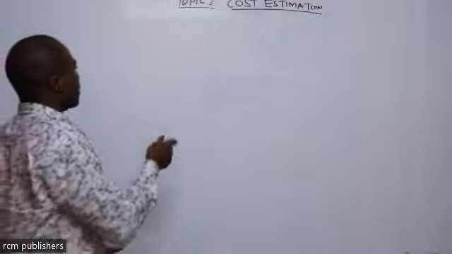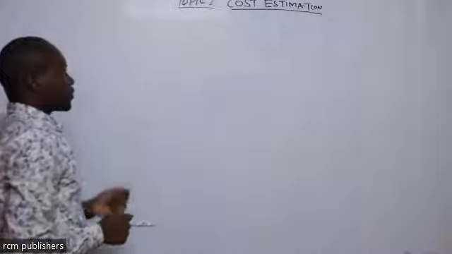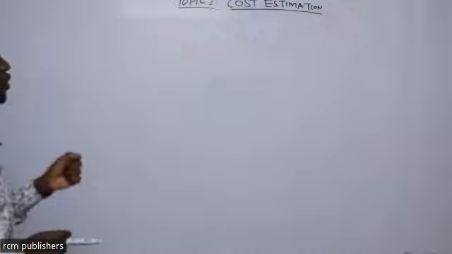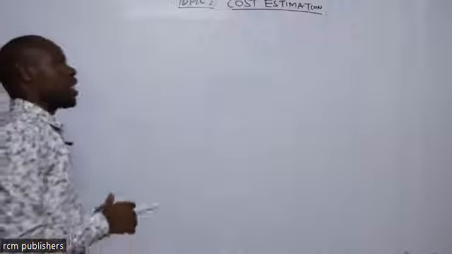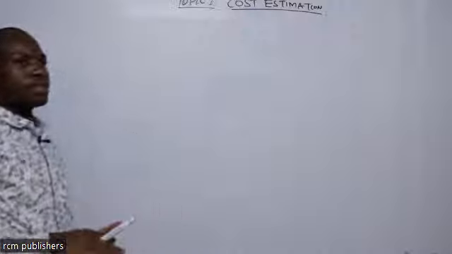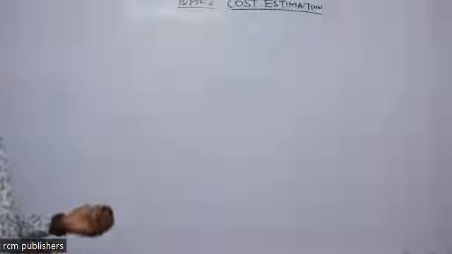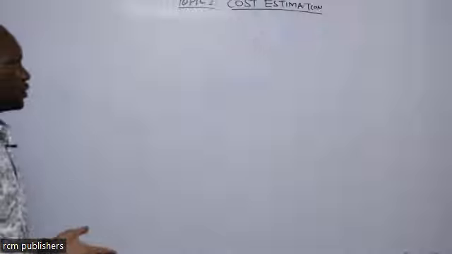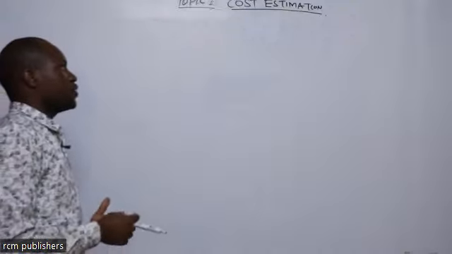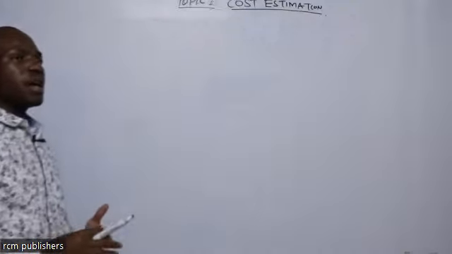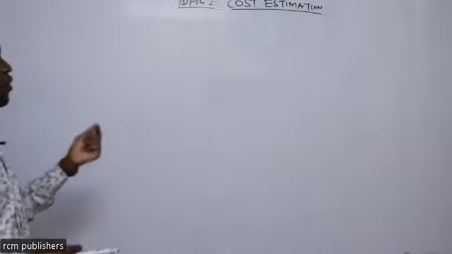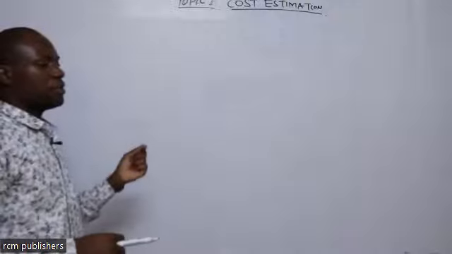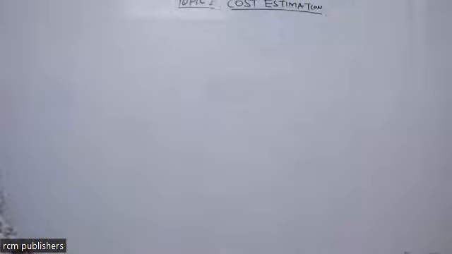So my number one item here is the costing methods. The cost estimation methods that we are going to apply are normally classified into two: mathematical methods and non-mathematical methods. The mathematical methods are classified into two, and non-mathematical methods are always four in number for this particular course content. So let us start with the mathematical methods. What are these mathematical methods?